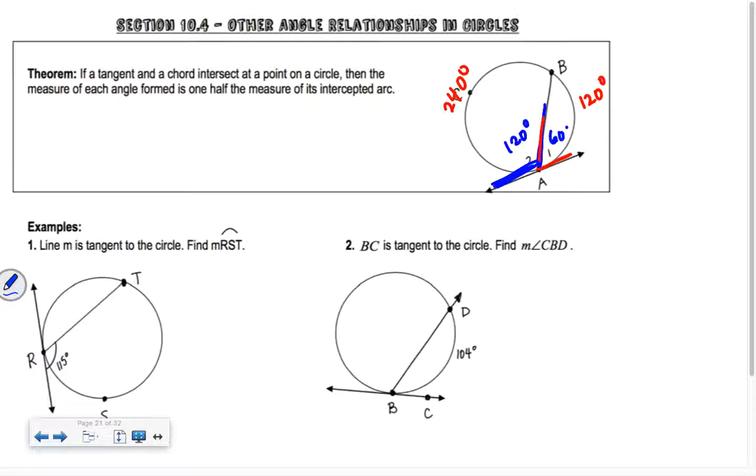So it says line M is tangent to the circle. Find the measure of RST. So if I have 115 degrees, what do you think this arc RST is going to be? 230? Yep, 230, exactly. So if I have 104 for the next one, the angle here is going to be half of that, so we're going to have 52 degrees. And it says find the measure of CBD. Well, that's what we just found, right? So that's equal to 52.